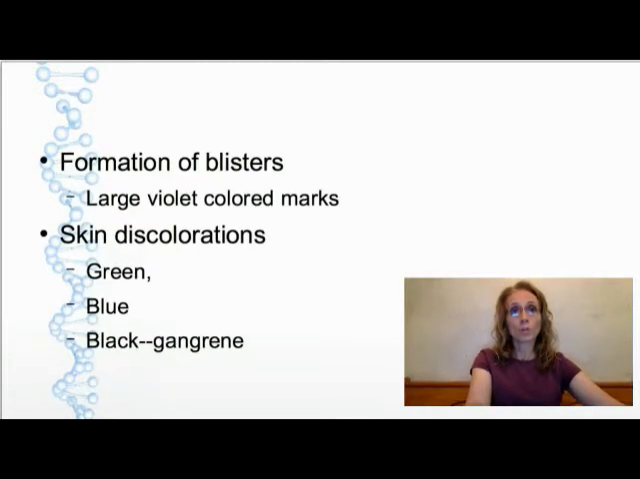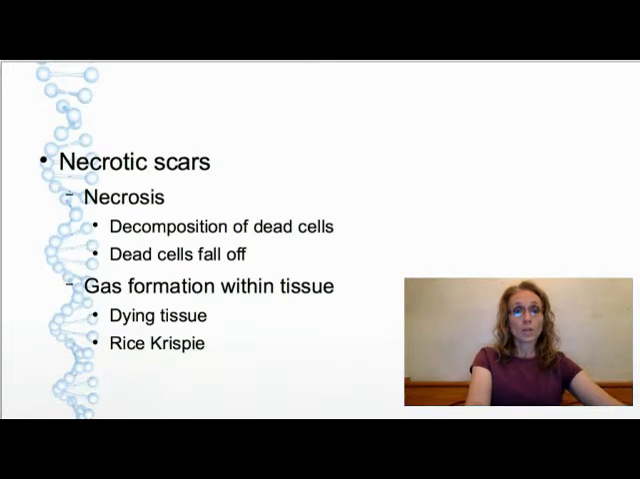Large violet-colored marks start to develop. This is a sign the disease is advancing. Eventually, these marks turn into blisters. Other skin discoloration will develop. If the tissue is black, it has become gangrene and is dead tissue. Necrosis is dead skin cells, and as they fall off, they leave behind large scars.